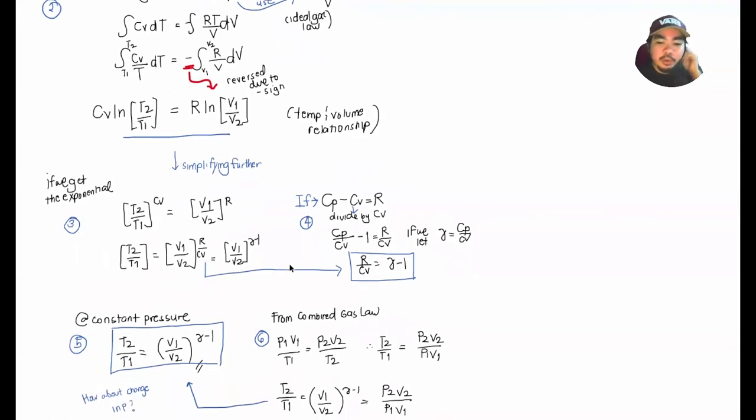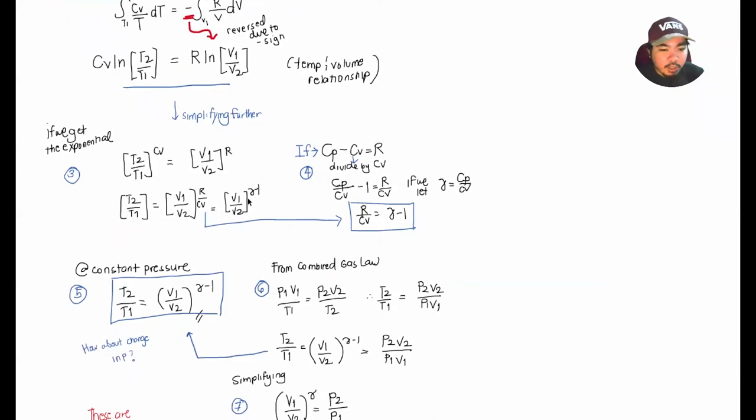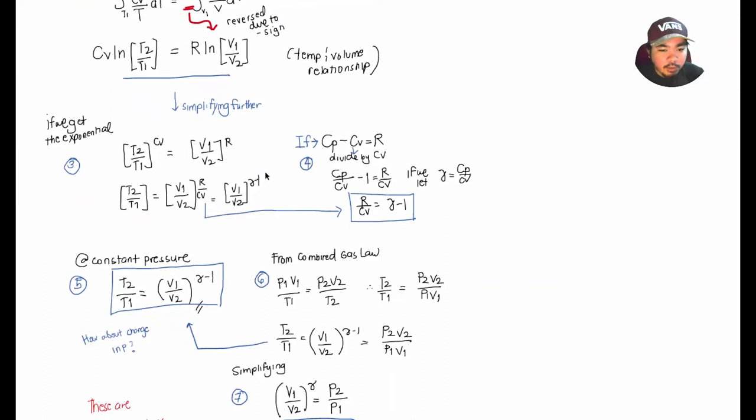Then, if we remember the relationship between CV and R, that CP minus CV is equal to R, then we can relate these two and express this in terms of gamma. If we divide CP minus CV over R by CV, it becomes CP over CV minus 1 equal to R over CV, and we remember that this ratio CP over CV is unique; we call this the gamma ratio. So CP over CV minus 1 becomes gamma minus 1, equal to R over CV. We can substitute it here. This now becomes V1 over V2 raised to the power of gamma minus 1.